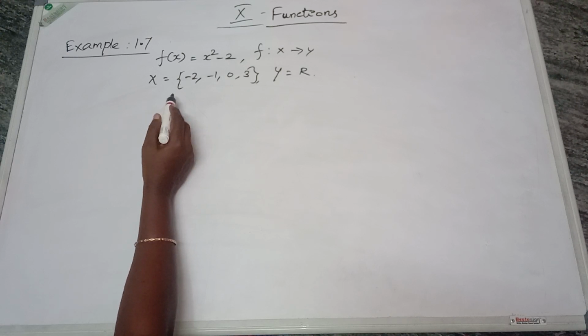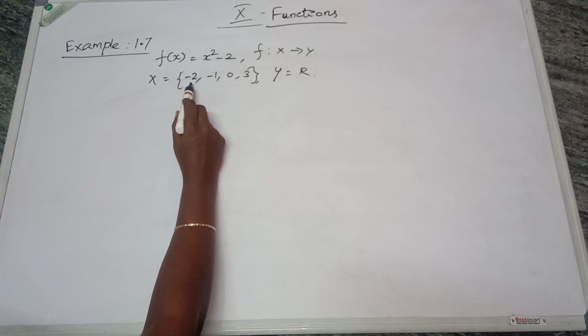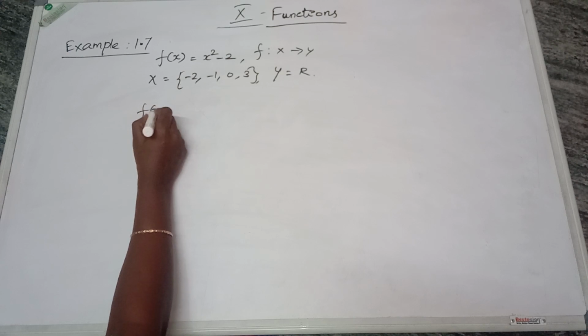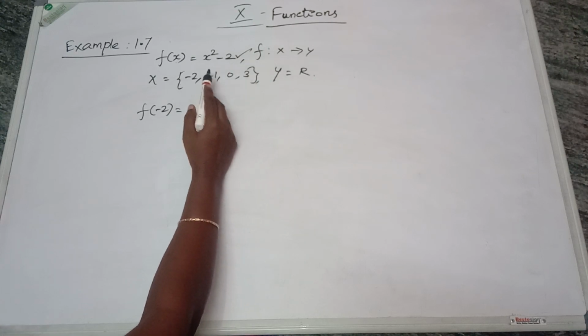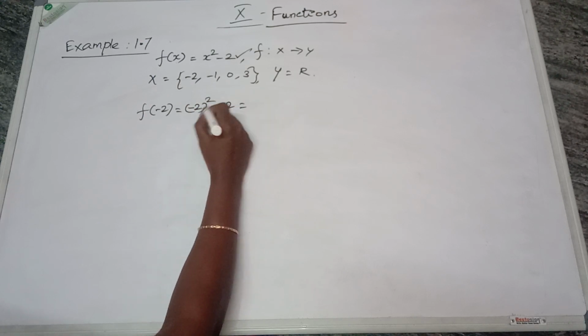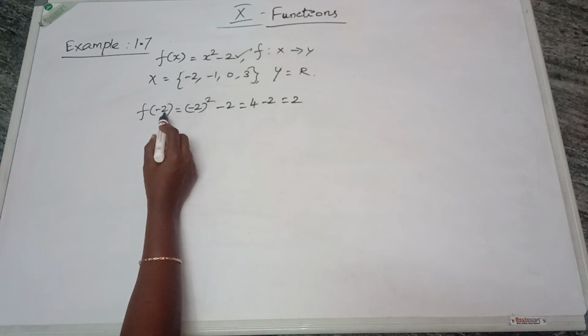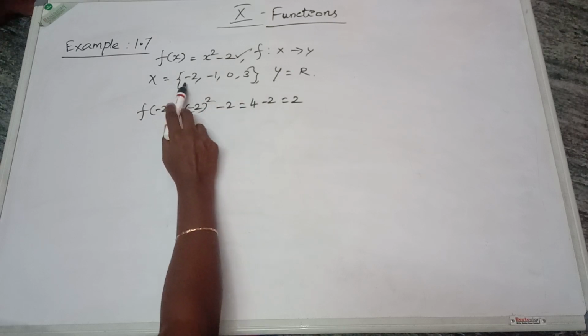So first we have to find the images of this domain: minus 2, minus 1, 0 and 3. We have to substitute this x value in f of x. For f of minus 2, in the place of x we substitute minus 2. So minus 2 square minus 2: minus 2 square is plus 4, and 4 minus 2 is 2. So from the domain, minus 2 is related to 2. The image of minus 2 is 2.